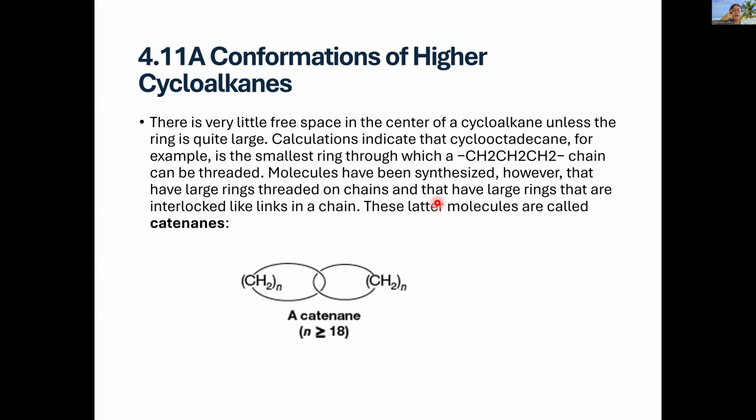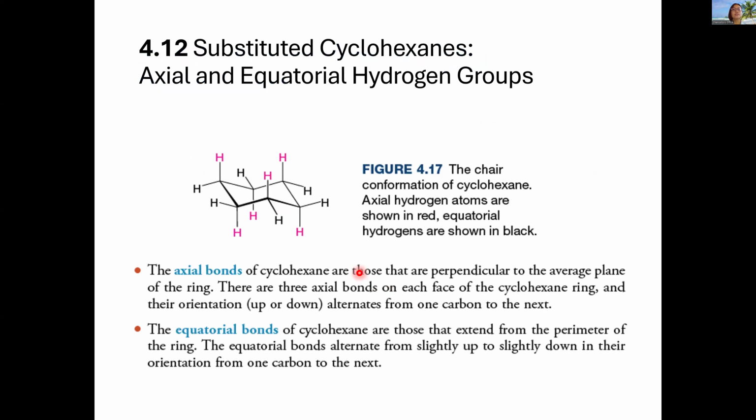So conformations for higher alkanes, especially for n's greater than 18, you call this type of cycloalkanes catenanes. And these molecules are actually synthesized. However, if you have very large rings threaded on the chain, what will happen? The large rings are interlocked like links in a chain. And because of that, there is little space in the center of the cycloalkanes.